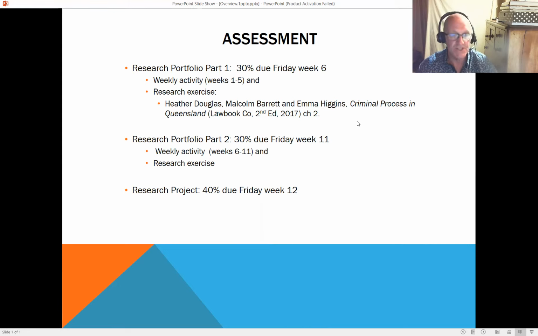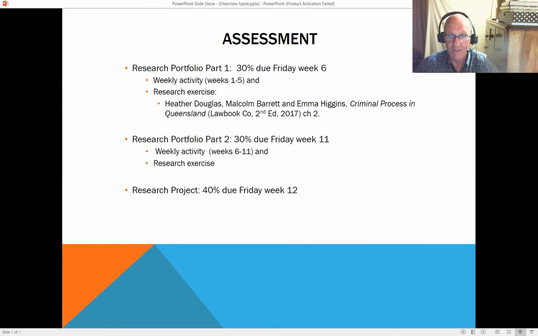There's also a research exercise. Here you've got a scenario, the types that you'd get in practice, and you've got to write a 1,200 word answer to this. The first one, for the first portfolio, is already available. You'll see that there's a criminal law focused question, which I wrote. Have a look at it, try and work out what are the issues involved here, and then write your answer.